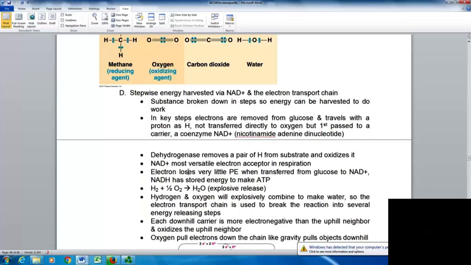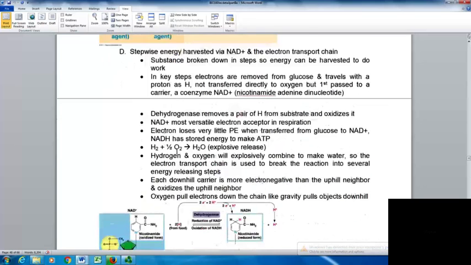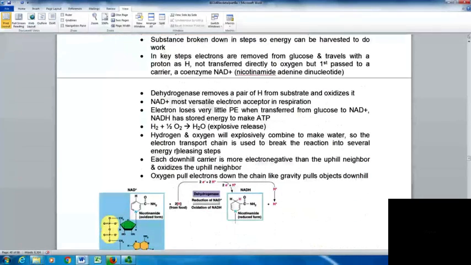The enzyme dehydrogenase removes the hydrogen pair from the substrate and oxidizes it. NAD+ is a very versatile electron acceptor in respiration. We will use it at several steps. The reason we use it is that the electron loses very little potential energy when it's transferred from glucose to NAD+. So it's an efficient way of being able to transfer it. It's not an expensive way of being able to transfer it.